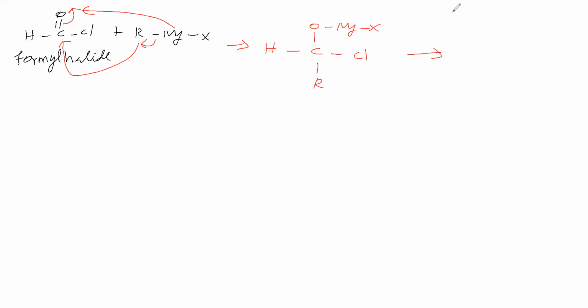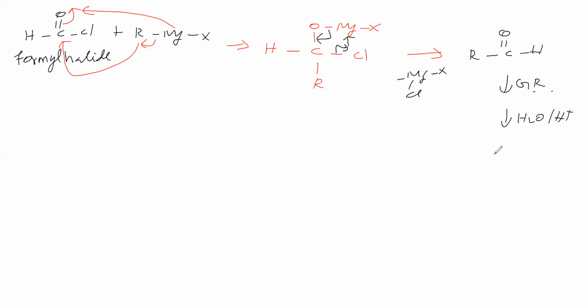The next step is not hydrolysis. Here an exchange takes place. This bond is coming here and attacking Mg. Therefore MgX and Cl are leaving. So what we have got is RCHO, an aldehyde. The aldehyde reacts with the Grignard reagent, then hydrolysis in the presence of acid gives a secondary alcohol. Therefore formyl halide gives a secondary alcohol.